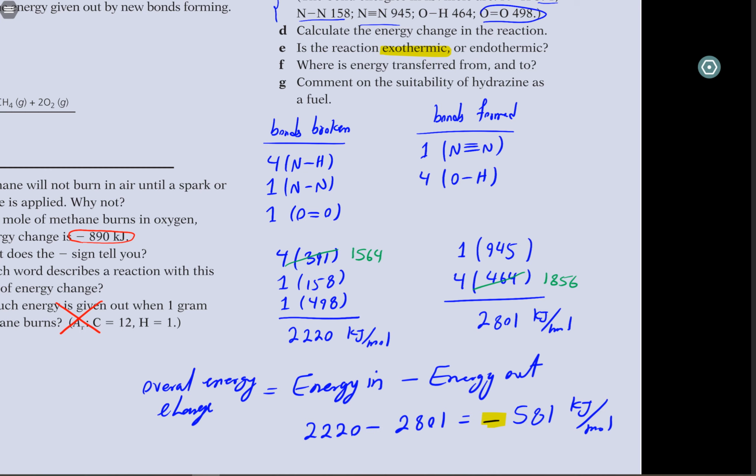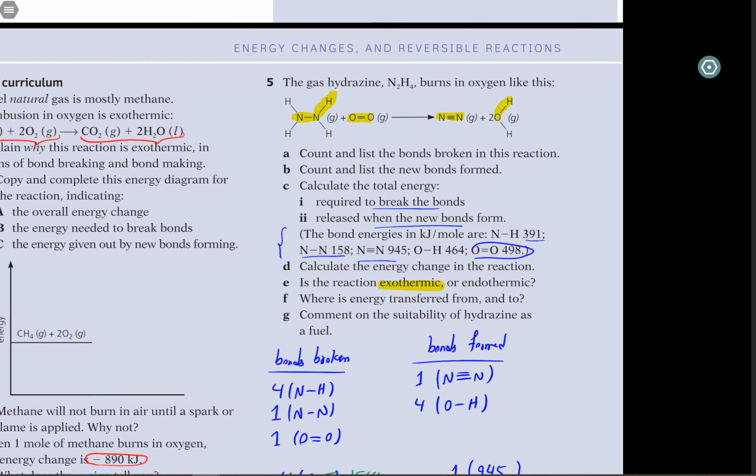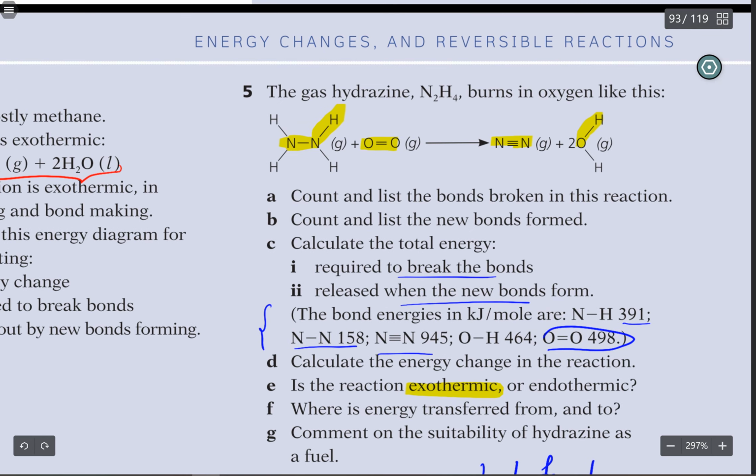Part G, comment on the suitability of hydrazine as a fuel. You can see here the amount of energy which is released for 1 mole of hydrazine is 581. So it's a lot of energy. But the problem that we have with hydrazine is its availability. It's not available everywhere and it's not a cheap fuel. It's an expensive fuel. So that's why hydrazine is not a suitable fuel to use in everyday life.